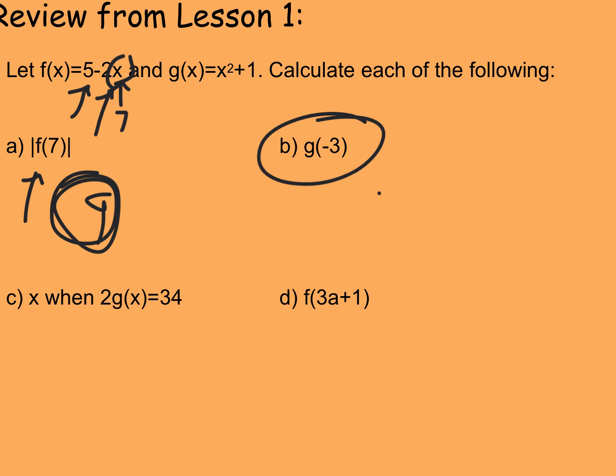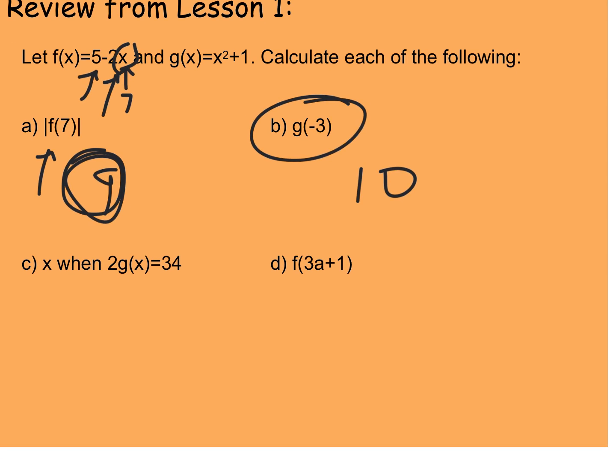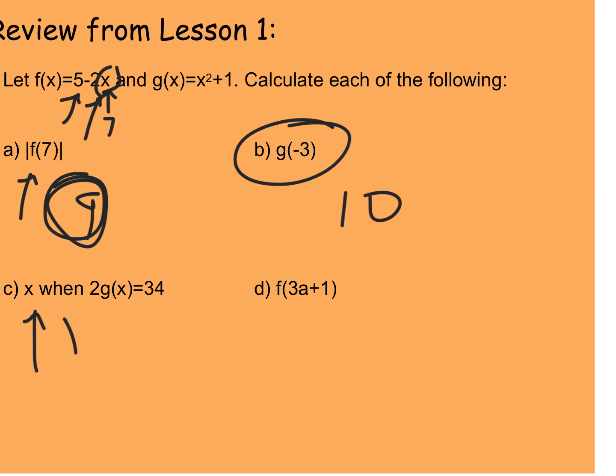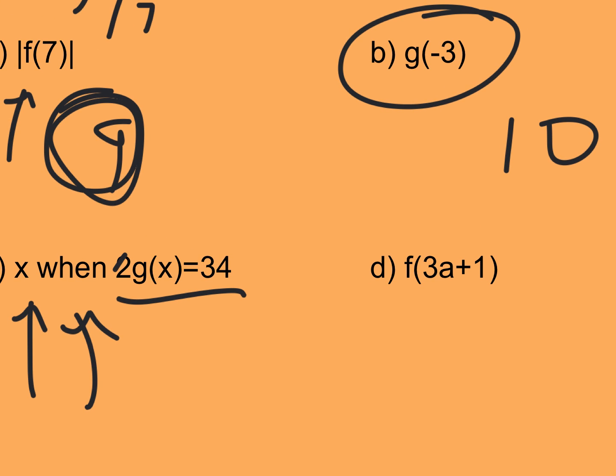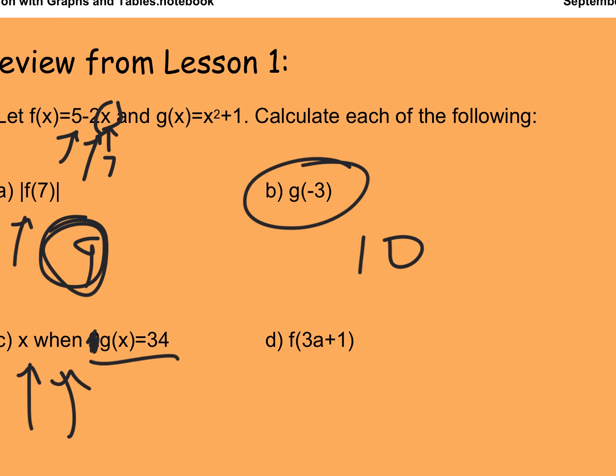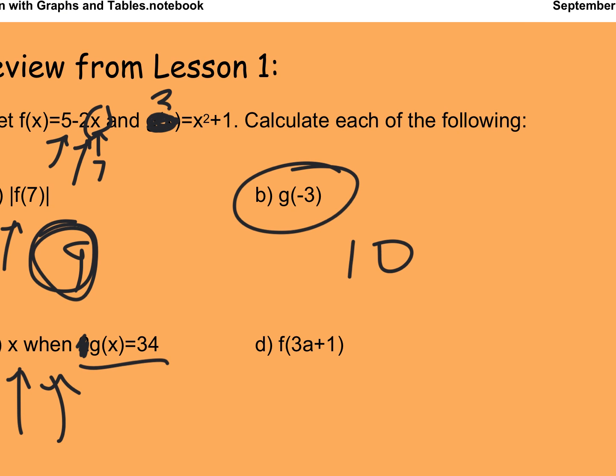Awesome. Just tell me what this other answer comes out to. Say it if you know it. 10 is correct. Good. Now, let's do this one. X when 2g(x) is 34. Ew. All right. Hint. Usually they just tell you what g of x is. In the last assignment, they might have said, g of x is 34, so you'd stick a 34 right here. But this is different. It says 2g(x) is 34.